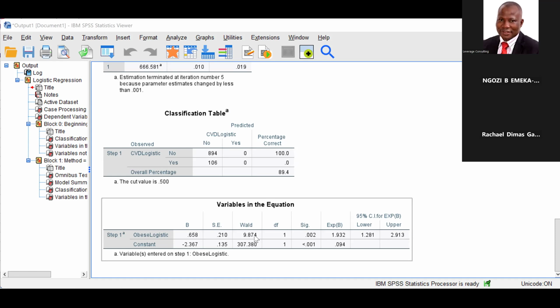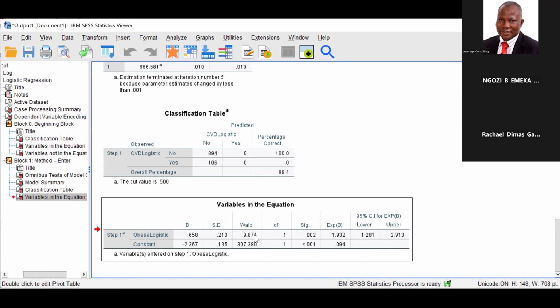It follows chi-square. In some software like Stata and EpiInfo, it doesn't bring this Wald statistic. It brings Z, which is just beta divided by standard error. Because it's Z, it follows a normal distribution. But when you square it, you remember the origin of chi-square is the square of the normal distribution. If you square it, it gives you chi-square, the Wald statistic.